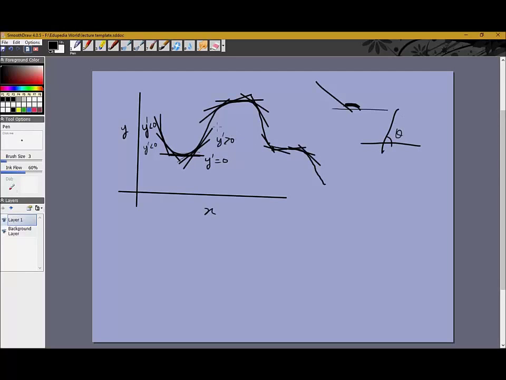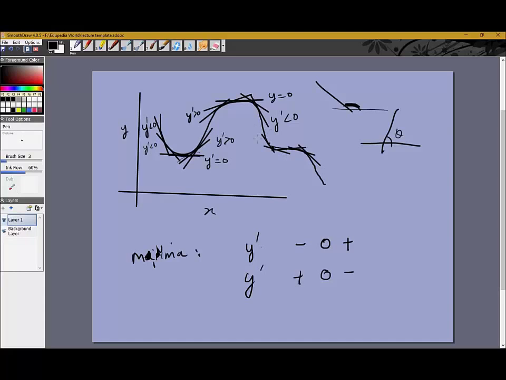So we can see that in a minima, right now we're talking about the minima, y dash is negative, then 0, and then positive. What happens in a maxima? Y dash is greater than 0 here, y dash becomes 0 here, and look at these lines which are here, y dash is less than 0 here. So y dash goes from positive to 0 to negative.